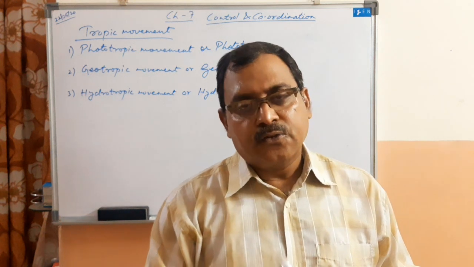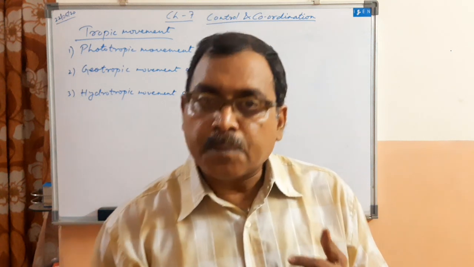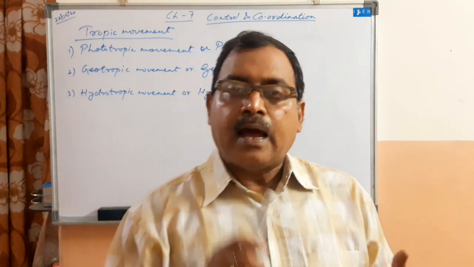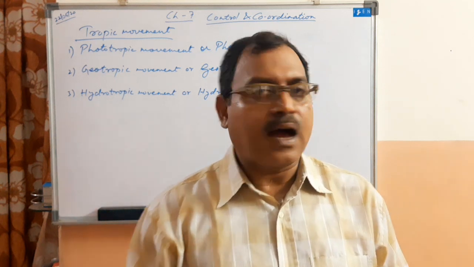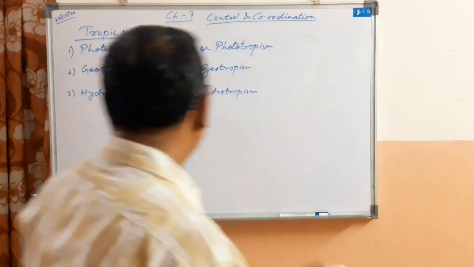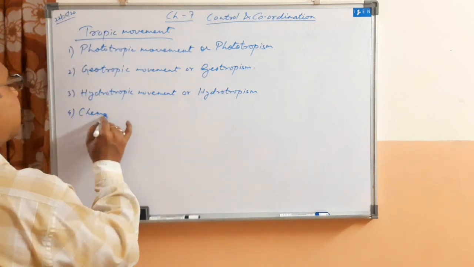Clear, children? So what have you studied? First was phototropic movement or phototropism. Next was geotropic movement or geotropism. And third is hydrotropic movement or hydrotropism. Fourth is chemotropism.